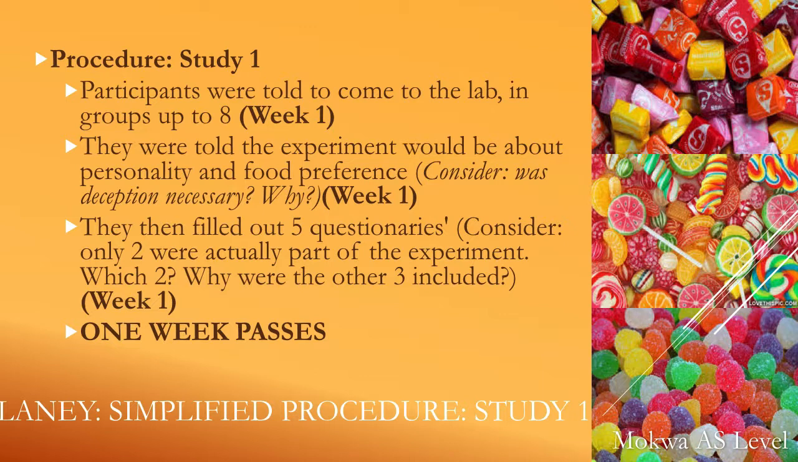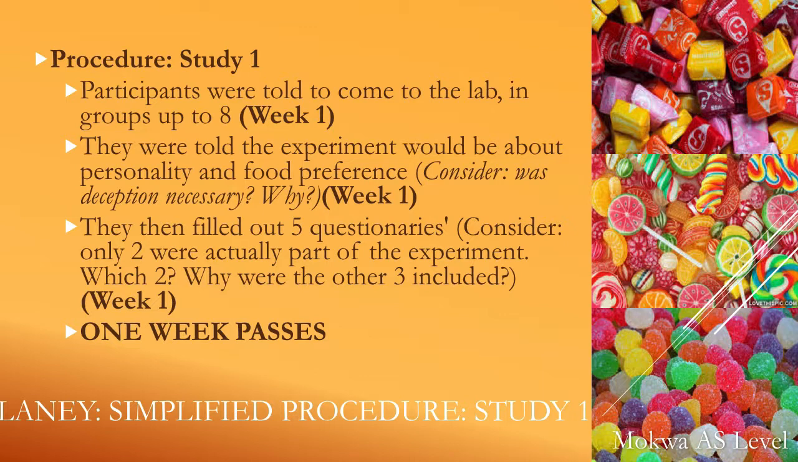If we go to bullet number 2, the participants were told the experiment would be about personality and food preference. Let's highlight that or mark that. That is part of the deception. They were not told the true nature of the experiment. Why? Because if they were told about what was really happening, the experiment would not work.